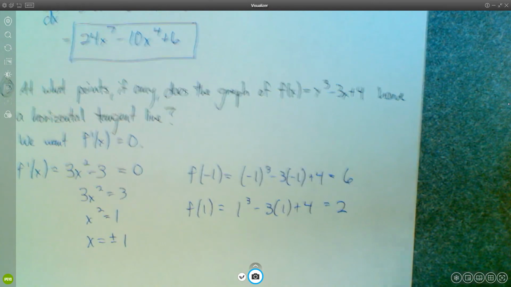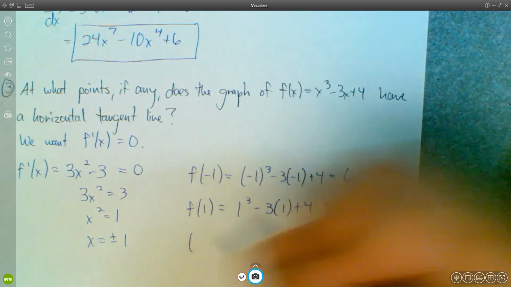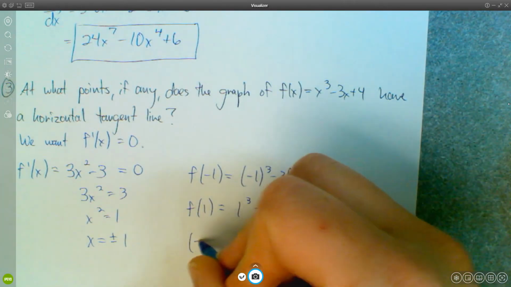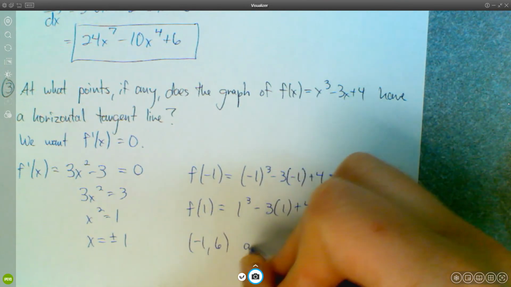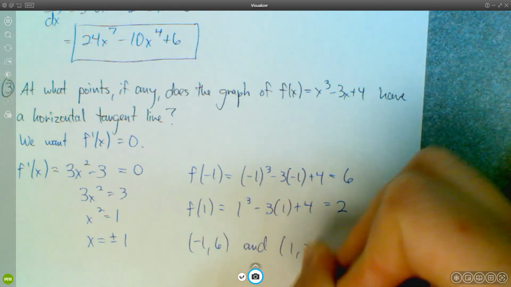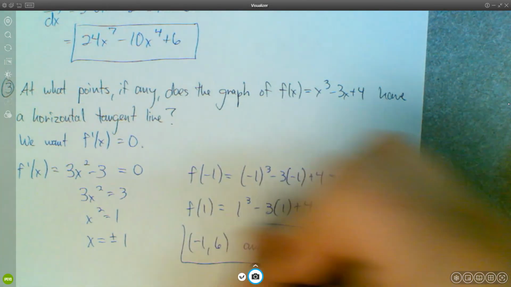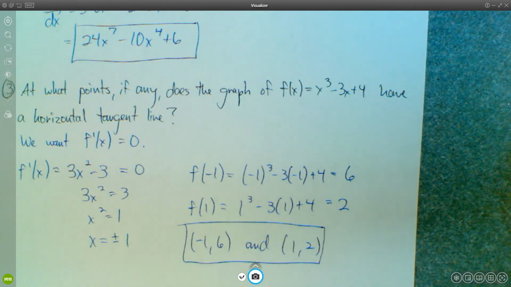So at what points does it have a horizontal tangent line? It has a horizontal tangent line at the points negative 1, 6 and 1, 2. Okay, so that's that.